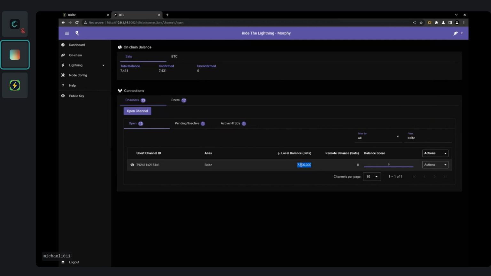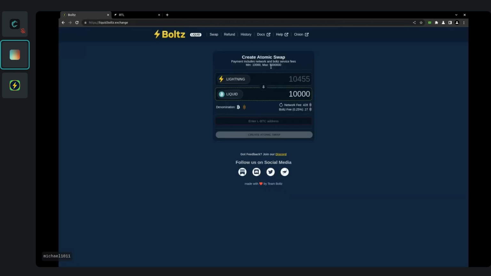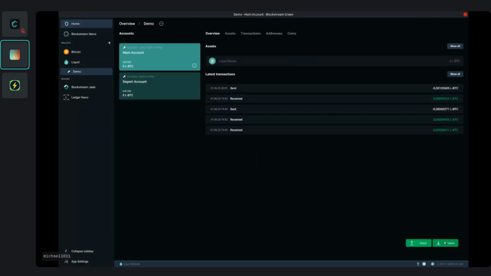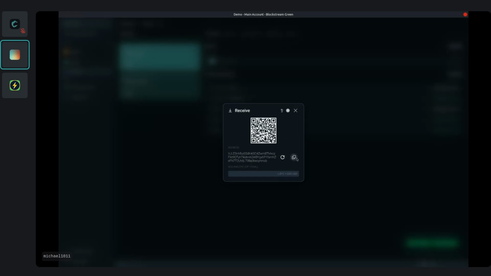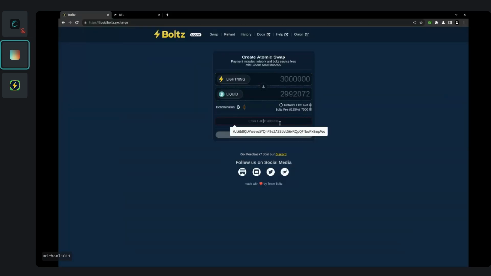So I have 7.5 million satoshis on this side. So let's swap, let's say, I don't know, 3 million. That's one more zero. 3 million satoshis to Liquid. So I'm gonna need an on-chain address from my Blockstream Green. Just copy that one, paste it here, and let's create an atomic swap.